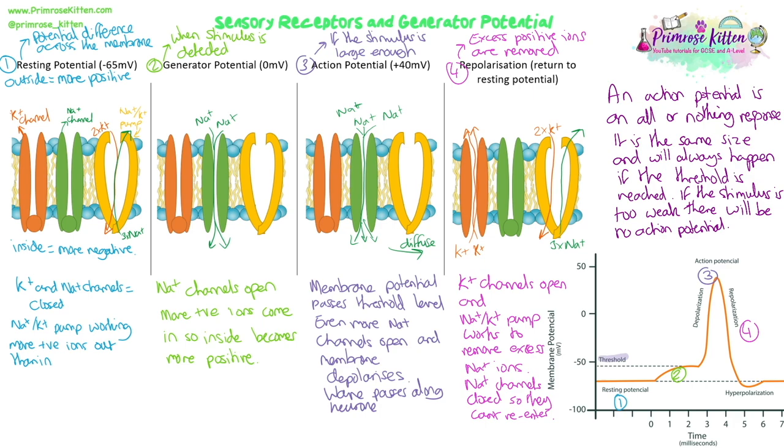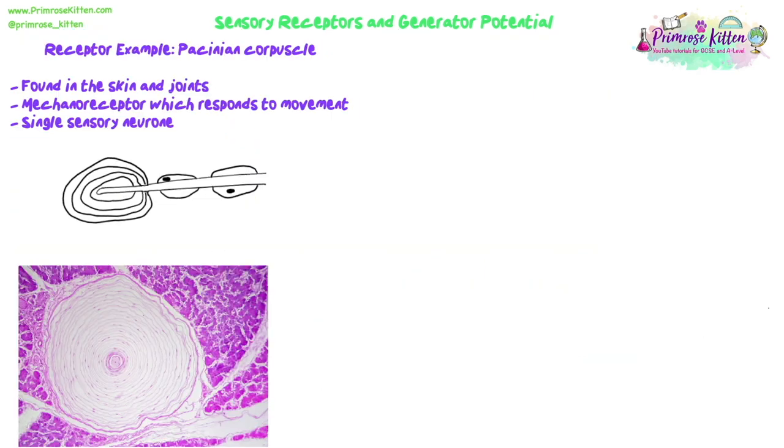Then we'd look at the Pacinian corpuscle. This one is found in the skin, quite deep in the skin, and also in some joints as well. It's a mechanoreceptor, which is another way of saying it responds to movement or kinetic energy, like we said. It's attached to a single sensory neuron, which will then link up and join with others, potentially, to pass on the signal. We have the neuron ending at the center of this whirl of layers of connective tissue. They're called lamellae. We've seen the word lamellae before.